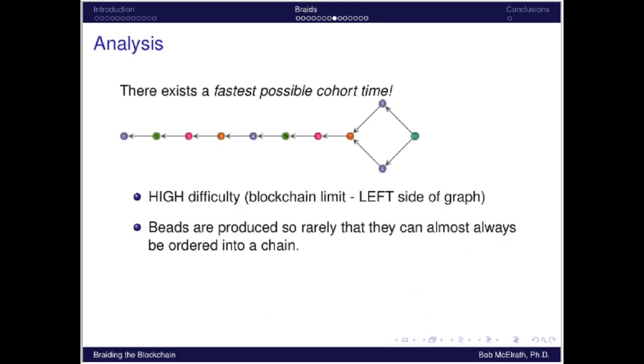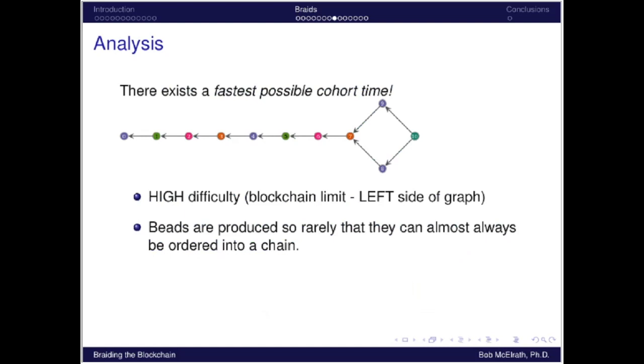So this means that there exists a fastest possible cohort time. And if you think about it, this is basically set by the amount of time it takes to propagate some information around the Earth and everybody to just come to consensus about it. And that time interval is kind of a fundamental parameter, a fundamental property of the network.